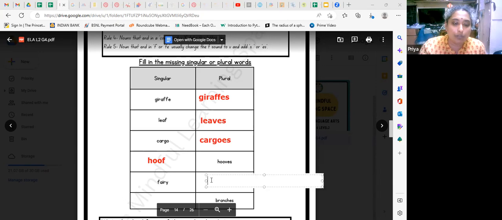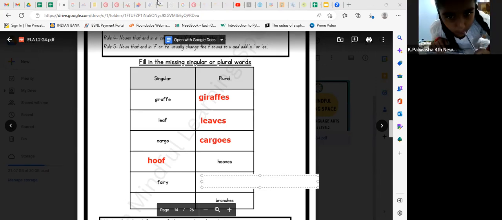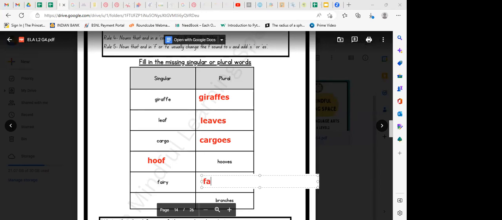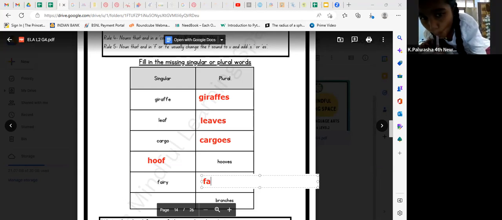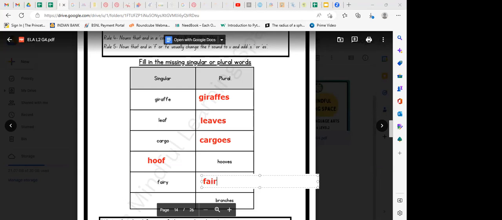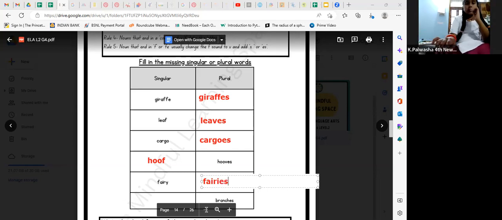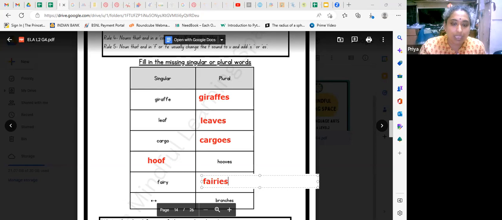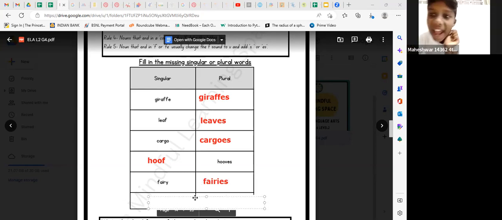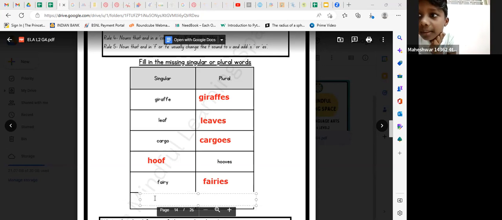What's the plural form of fairy? Arjun, can you tell me? Fairies. Arjun, can you spell it? F-A-I-R-I-E-S. Okay. And who can tell me the singular form of branches? Branch. Okay, spell it. B-R-A-N-C-H.